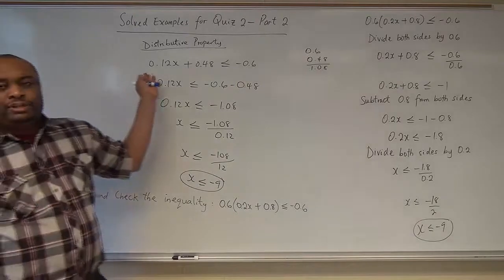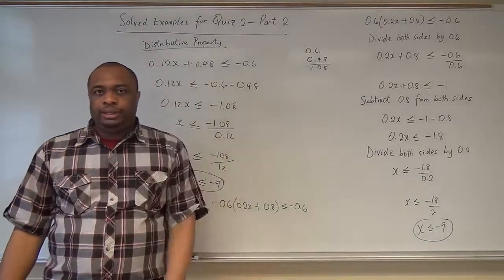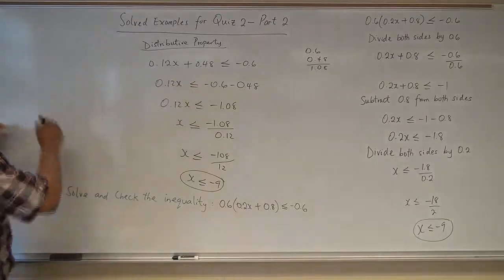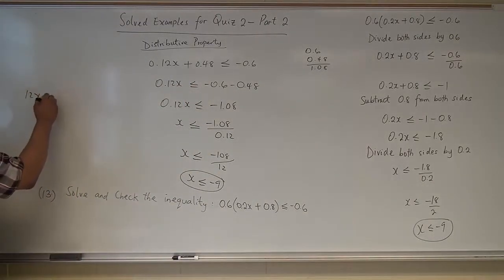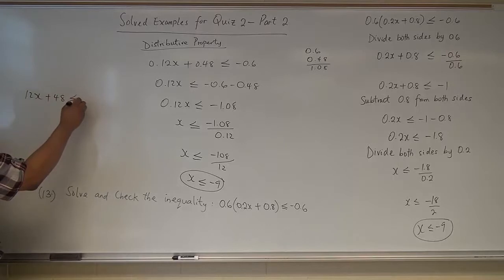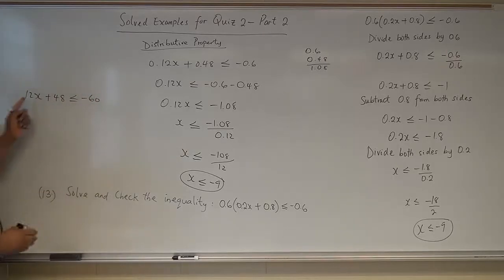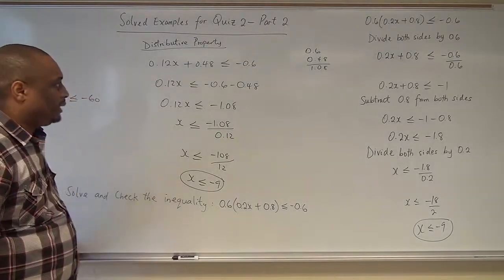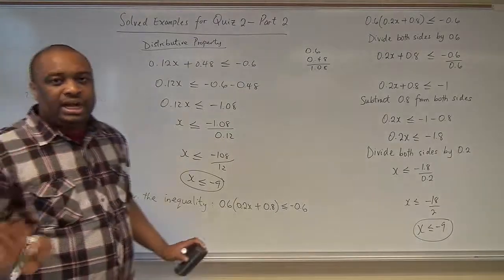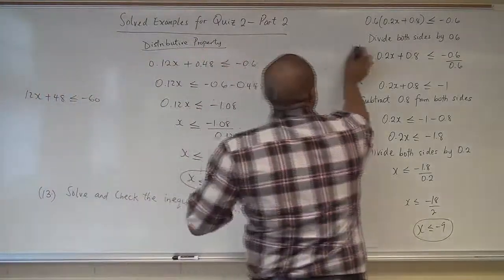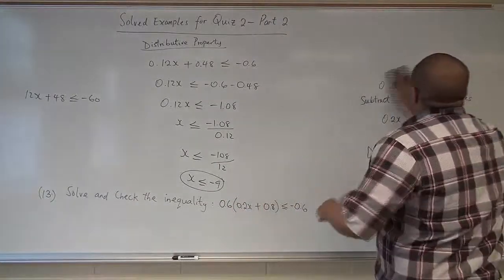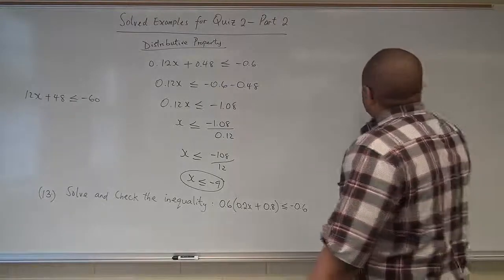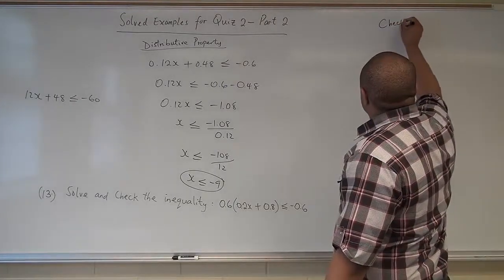Or you can multiply all sides by 100, if you don't like decimals. You see 12x plus 48 less than or equal to negative 60. And then you solve and you'll still get x is less than or equal to negative 9. Alright, let us check our work. Let's check our work, and then that will be it. So we write check.